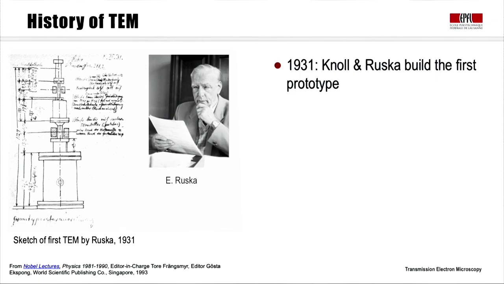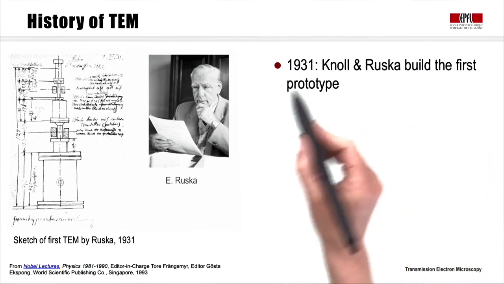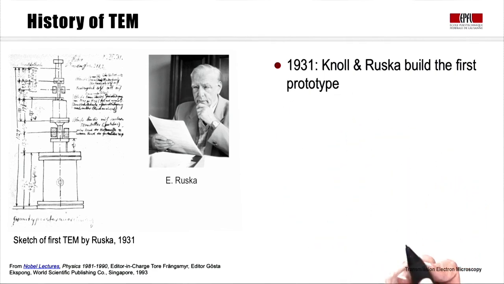The transmission electron microscope was first built by Knoll and Ruska in 1931, when they built the first prototype. Actually, when they started working on this device, the idea was to prove, as a theoretical demonstration, that a thin electromagnetic coil would have exactly the same effect on electrons that a thin glass lens has on light. So the idea was to prove that this electromagnetic lens can focus electrons and make an image.